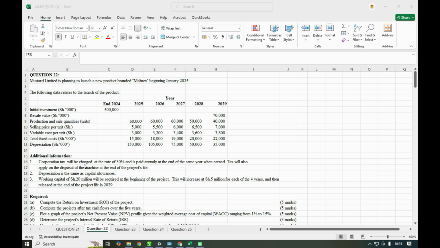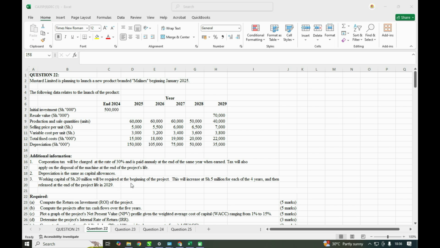Additional corporate tax will be charged at the rate of 30% and is paid annually at the end of the same year when earned. Tax will also apply on the disposal of the machine at the end of the project life. So when we dispose, we shall pay the tax. And remember, we normally pay the tax on the gain. The tax is normally charged on the gain on disposal. Depreciation is the same as capital allowances.